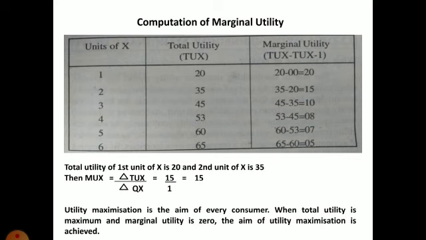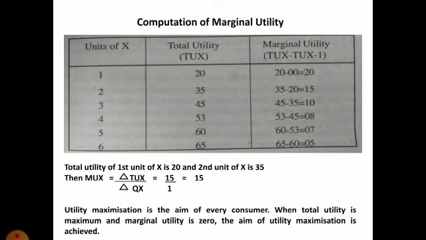We can understand this better with the computation of a table, namely the computation of marginal utility. Just look at the table. Here we see that the first column shows the units of commodity X consumed, the second total utility, and the third column shows the marginal utility. Here we see that the total utility goes on increasing with increased consumption, while the marginal utility goes on decreasing.